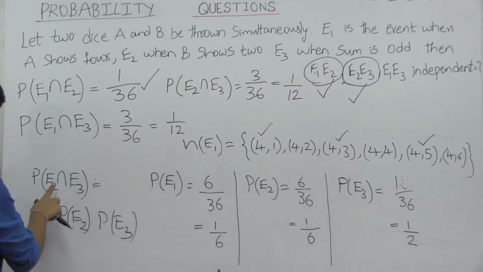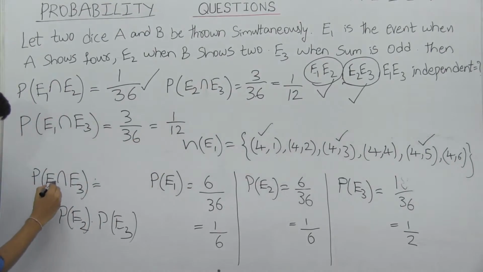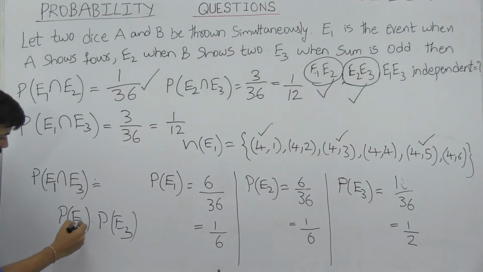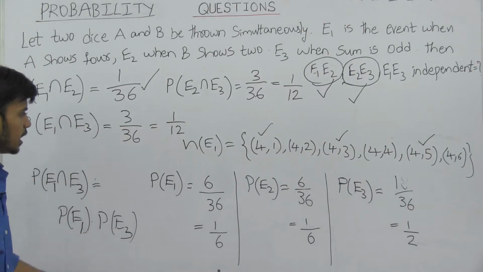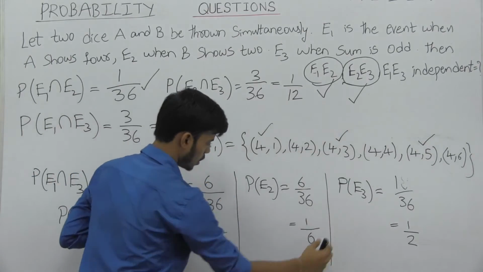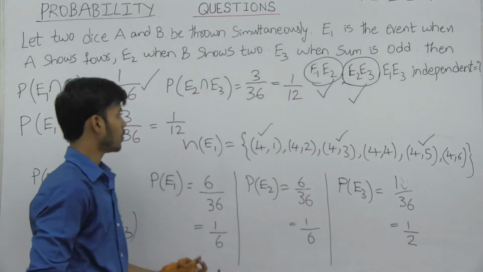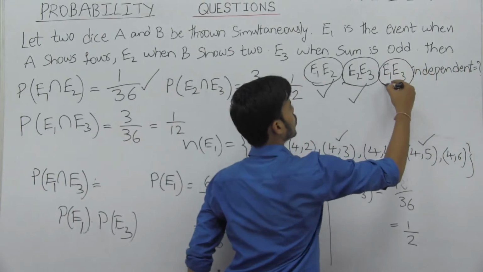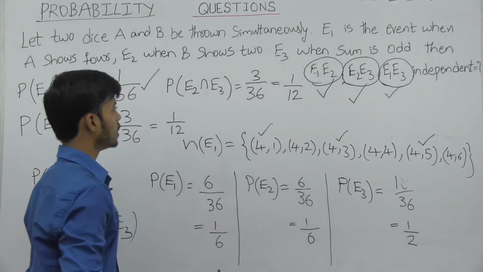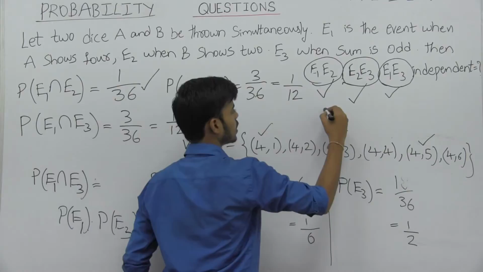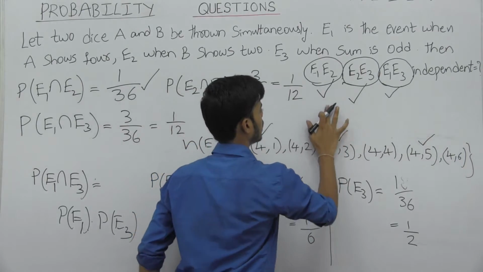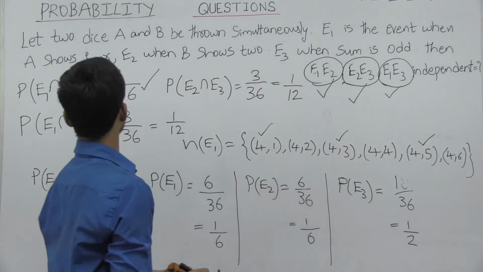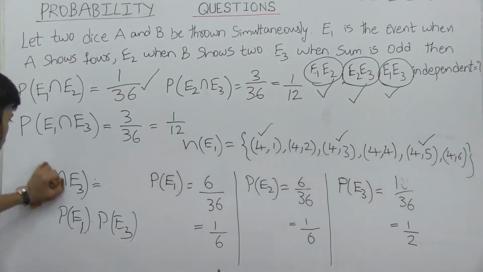Now let's check probability of E1 and E3, which is probability of E1 into probability of E3, which is 1 by 12. Hence again this is also correct. So as we already have all these values, let's check the probability. Okay, it's done.